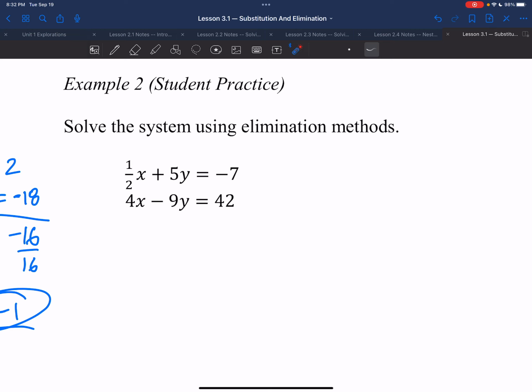I need to make an additive inverse out of one of these. I'll notice that, well, 1/2 plays a little bit nicer with 4 because, if I multiply 1/2 times 2, it becomes 1, and that's pretty nice, right? Whereas 5 and 9 are both prime. I guess you could say that they're co-prime too, because they don't share any common factors, right?